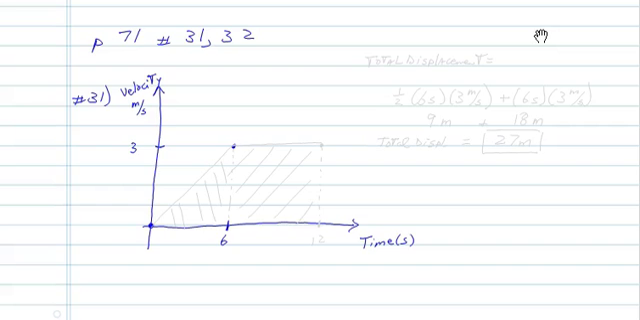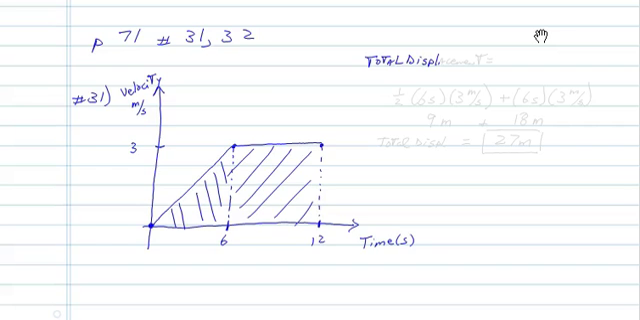Sakazi continues at 3 meters per second for an additional 6 seconds, so that brings us to 12 seconds, and at that point he loses his balance and falls. So the graph of Sakazi's motion looks like this. It is a trapezoid. So what's the area under the graph? We can divide it into a triangle and a rectangle.